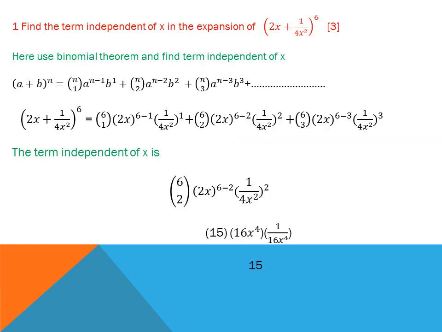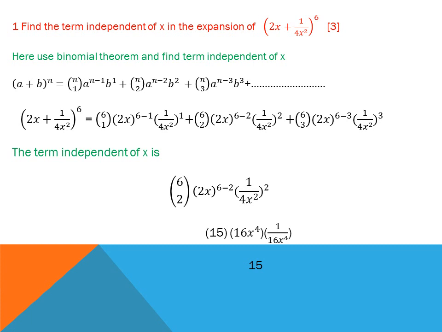So we should move towards question number 1, which is on the binomial theorem. Find the term independent of x in the expansion of (2x + 1/(4x^2))^6, carrying 3 marks. Here we should apply the binomial theorem.